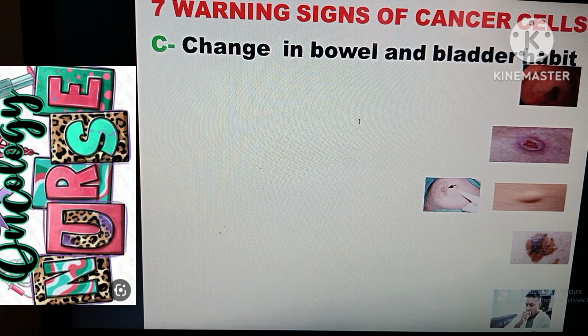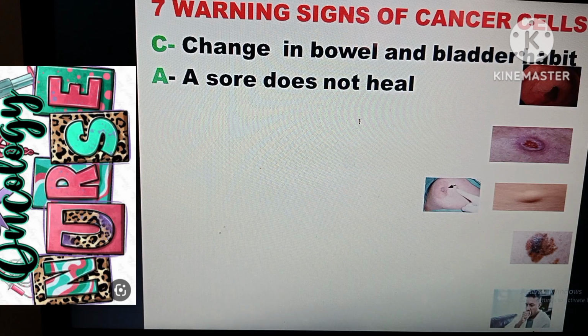C stands for change in bowel and bladder habit. Bowel means continuously getting constipation, or continuously getting loose stool, or alternately sometimes constipation, sometimes loose stool, or blood while passing motion. In such a condition they have to approach the doctor. Bladder habit, like difficulty passing urine, or incomplete emptying of the bladder, so after coming back, again feeling to pass urine, or dribbling of urine, or continuous bladder infection. In such a condition the client has to approach the doctor.